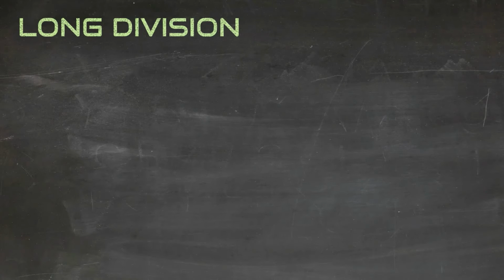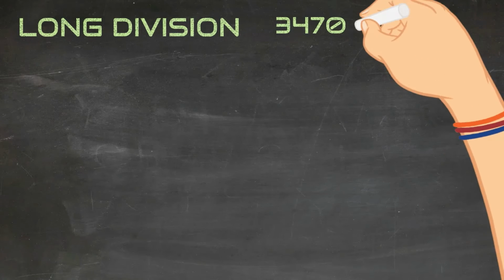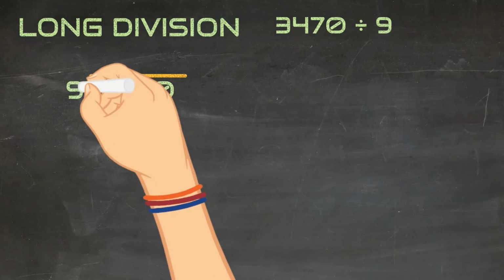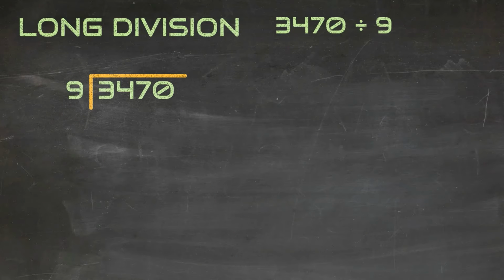Next example. 3,470 divided by 9. Let's begin. Remember, the dividend should be bigger than the divisor. In this example, the digit in the biggest place value in the dividend is 3. 3 is less than 9. This means 2 digits from the dividend have to be taken.